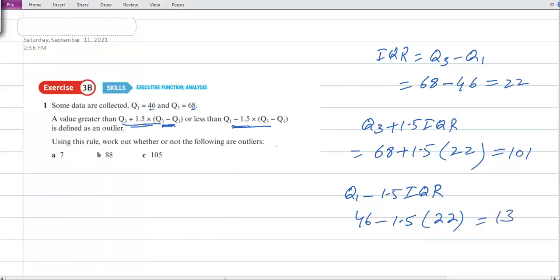It means, as we are saying, an outlier will be greater than this one or less than this one. If the value is not greater than this one, it will not be an outlier. If it is not less than this one, it will not be an outlier. Now talking about 7, look, is 7 less than 13 or not? It's clearly less than 13. So therefore we will say 7 is an outlier.